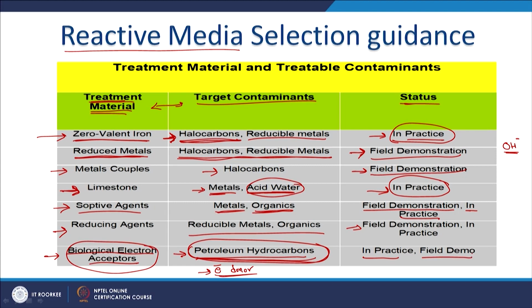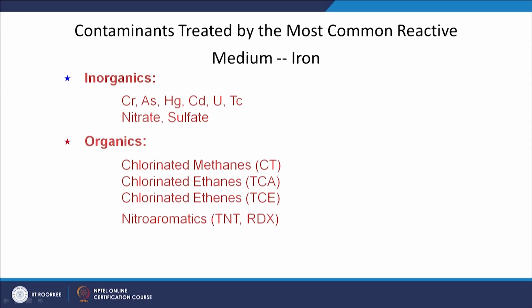Yes. So quick recap: zero valent iron, a good case for oxidized contaminants such as halocarbons, and reducible metals; then limestone for acid water and metals; and then biological electron acceptors for the reduced compounds, which in this case are hydrocarbons. So again, let's move forth. Typically we are going to look at zero valent iron. Why is that? Because that's most widely used.